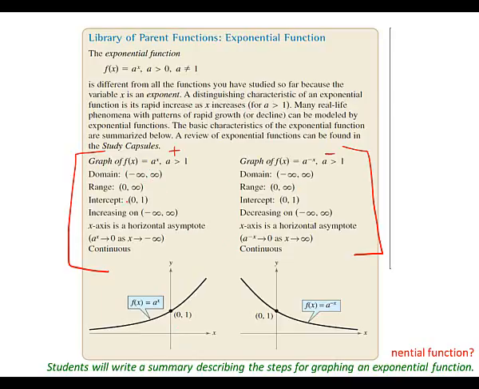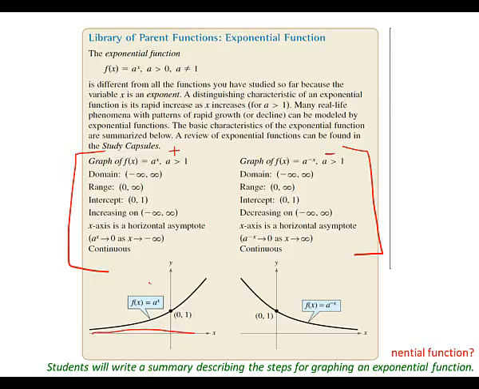The domain is all numbers. The range, notice it starts at 0, so it starts here and it goes up on both of them. If you had a negative in front, that would flip it down. It always has the intercept (0, 1), hopefully on most of the graphs unless we change them in some way. This one's always increasing, this one's always decreasing.